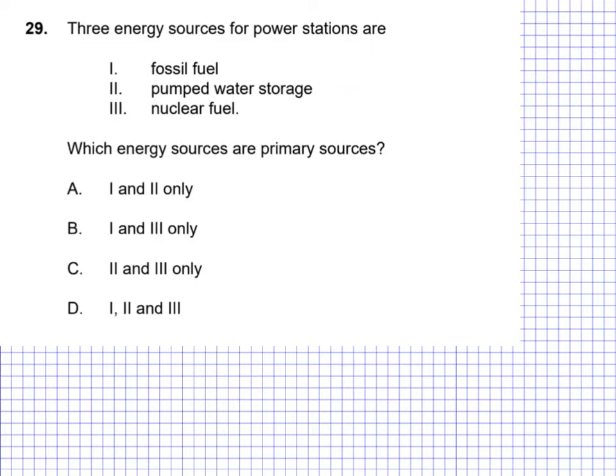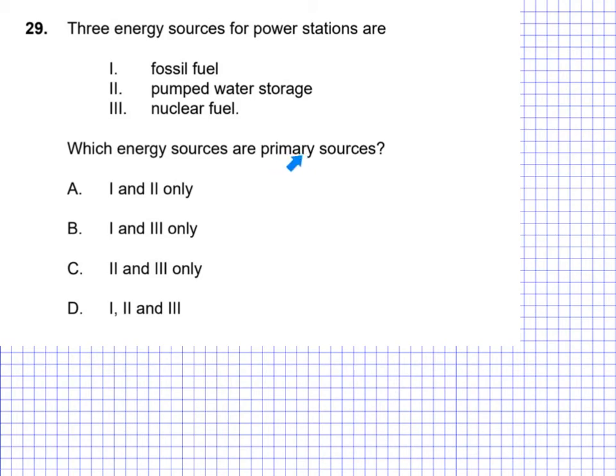Okay, so question 29, it's a qualitative question about energy sources. So we have 3 energy sources given: fossil fuels, pumped water storage, which you will recall is when water is pumped to a certain height during times when there is electricity available, and then that water falls back down, giving its gravitational energy to electrical energy during times when there's no electricity available. And then third is nuclear fuel. So we're asked to identify which of these sources are primary sources.